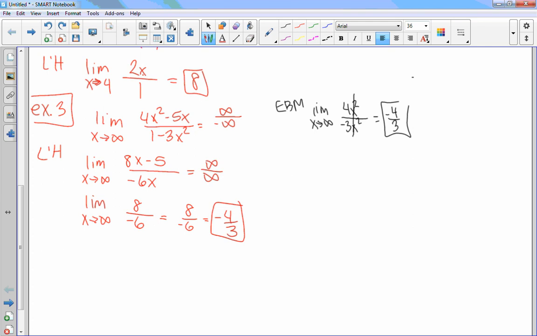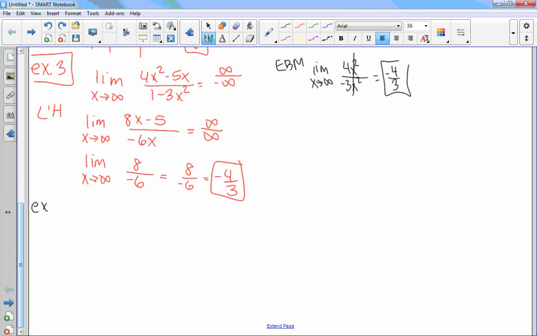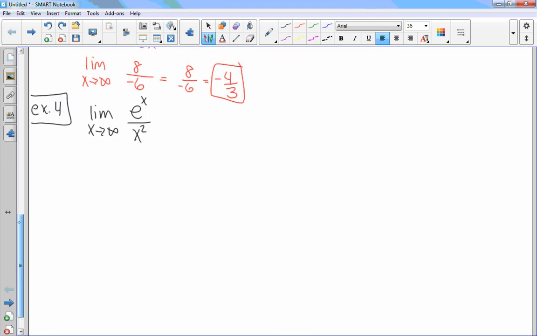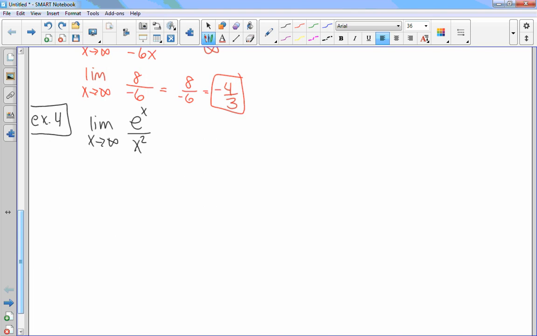Okay, let's try another one. Example 4. The limit as x approaches infinity of e to the x over x squared.